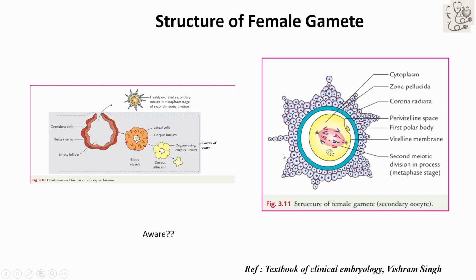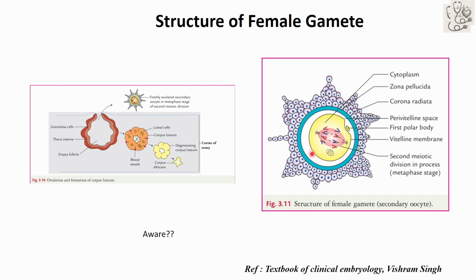The nucleus of the female gamete is not visible because the nuclear membrane dissolves for the second meiotic division. Spindle and chromosomes attached to it in the equatorial plane are seen, which suggests the metaphase stage. This female gamete is surrounded by a layer called the zona pellucida. This zona pellucida is in turn surrounded by the cells of the corona radiata.